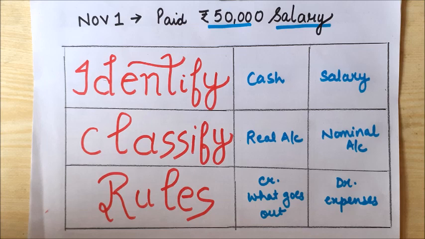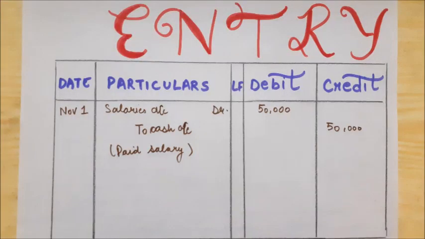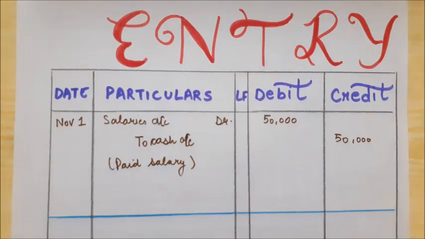So here is the solution for the entry. November 1, salaries account debited to cash account, 50,000 in debit column and credit column, and narration is paid salary, and we need to close it with a line. So with these rules of accounts, you can pass any necessary journal entry.